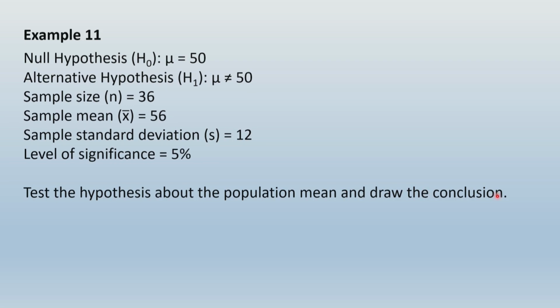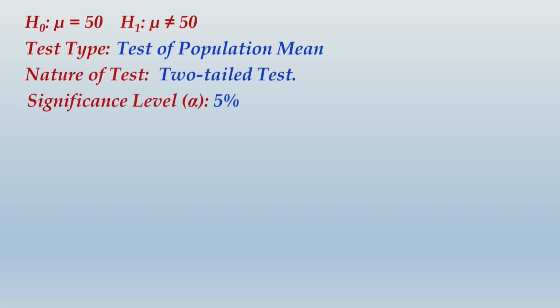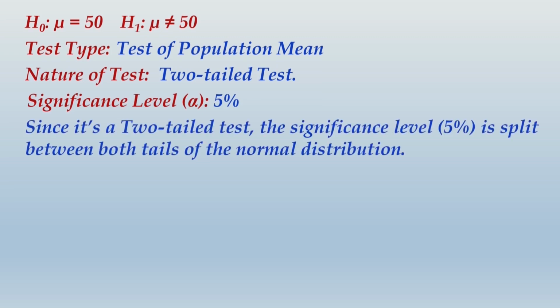So the only different thing that we found in this example is that it is a case of a two-tailed test. So how would you present your solution? In your solution, you first mention H0 and H1. You mention the test type, that is, it is the test of population mean. Nature of test, it is a two-tailed test. Significance level, that is alpha, is 5%. Since it's a two-tailed test, the significance level 5% is split between both tails of the normal distribution.